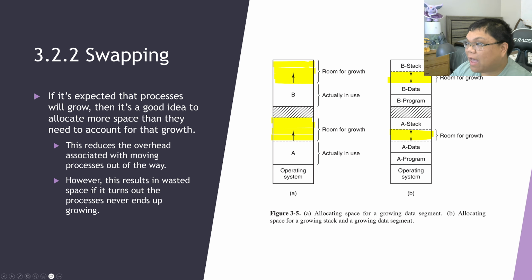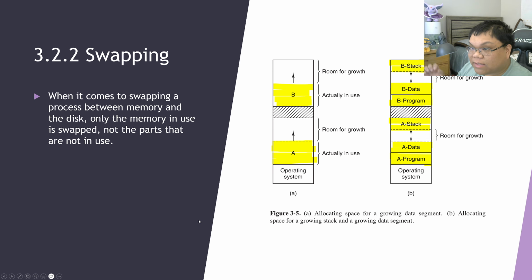So here we have room for growth for these two processes. This part is actually in use, and the process is allocated a little bit extra memory to account for that growth. If process B here never grows, then we've allocated this block of memory for nothing. But if it does grow, then it'll just use up that extra space as needed.